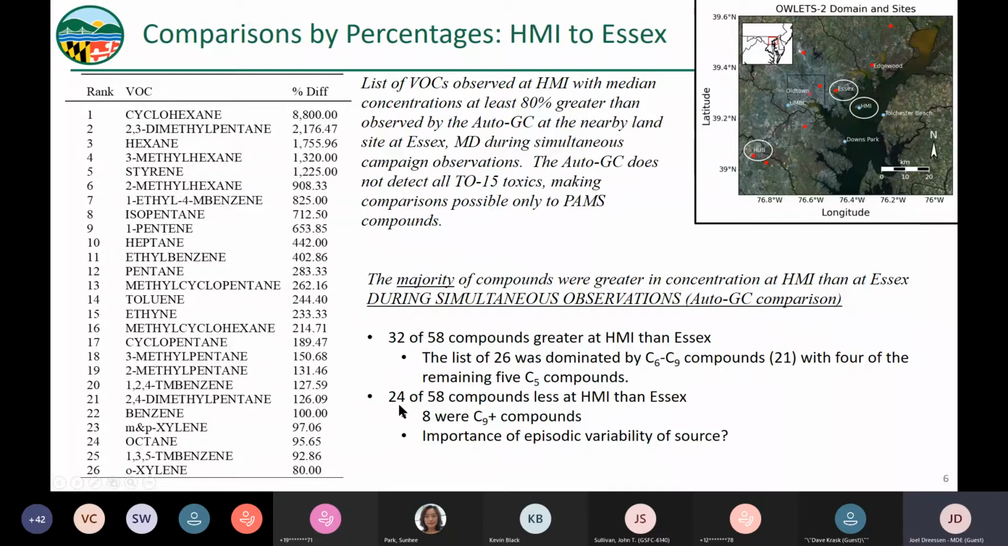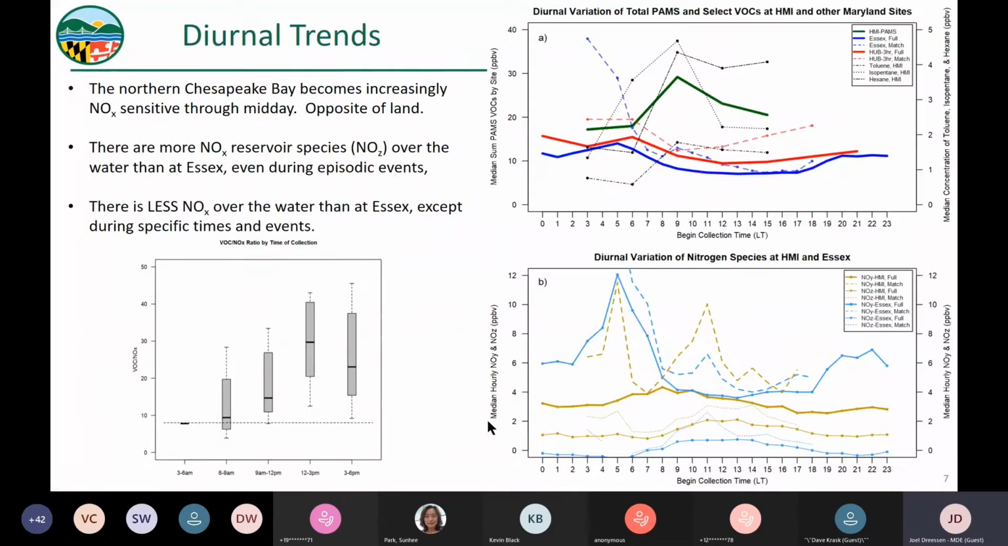Interestingly enough, there were some compounds that were higher at Essex than at Hart-Miller Island. And a third of those were C9 plus compounds. So now we're thinking, is that diesel? That's a good question. Is there a larger diesel signature at Essex? I think this more or less highlights the importance of episodic variability between these two land and water sites.